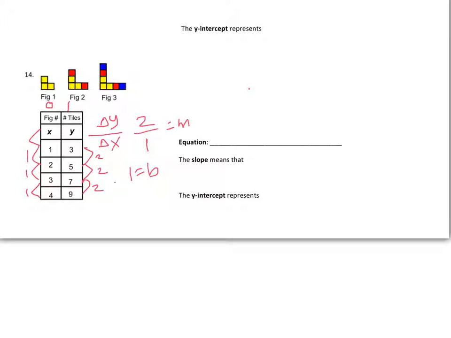Write your equation in the y equals mx plus b format. Explain what the slope means, explain what the y-intercept represents.